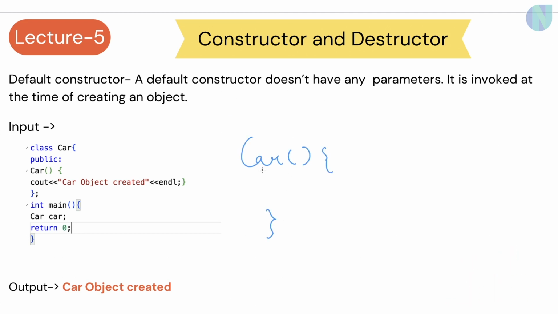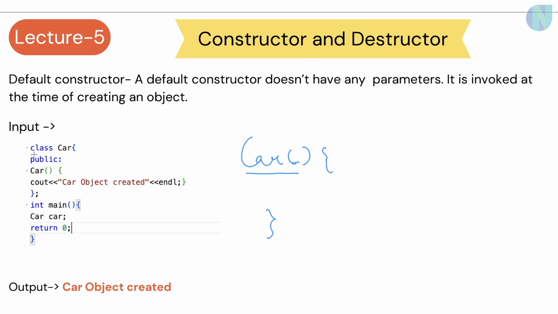So constructor is basically the same as the class name, and constructor doesn't have any kind of return type. Here if you want you can provide the parameters. So whenever we provide the parameters, it is a parameterized constructor. Whenever we don't provide parameters, it is called a default constructor. So basically this is the default constructor which is being called.